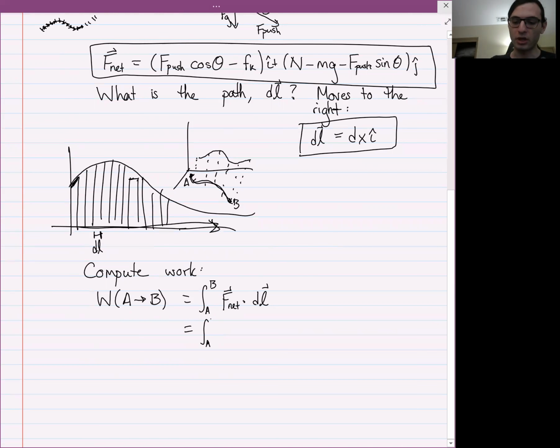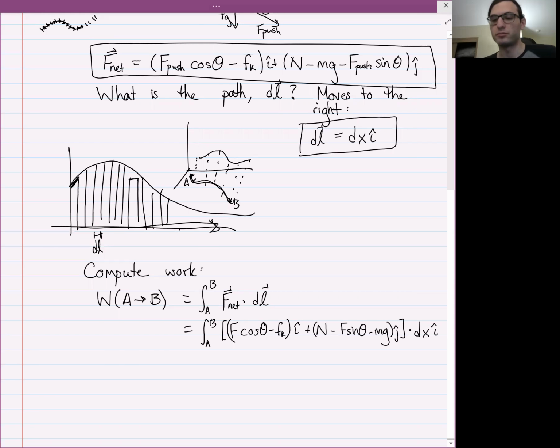So this would be an integral from A to B of (F cosine theta minus f sub k) in the i hat direction plus (N minus F sine theta minus mg) j hat, dot dx i hat, right? All I did was substitute in what F net is, substitute in what dl is. So dx is now just like a number. It's an infinitesimal number, but it's a number, so it's a coefficient. And so now we just do the dot product. We know that i dot j is 0. We know that i dot i is 1. So we can simplify this.